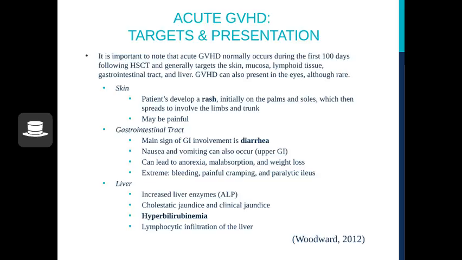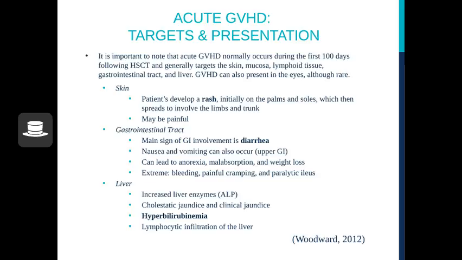In addition, skin care is vital in order to prevent irritation and infection as much as possible with the management of fecal incontinence. Other GI symptoms include nausea and vomiting. This can also lead to anorexia, malabsorption, and weight loss. In extreme cases, bleeding, painful cramping, and paralytic ileus can occur.